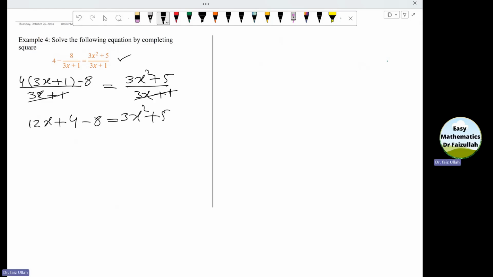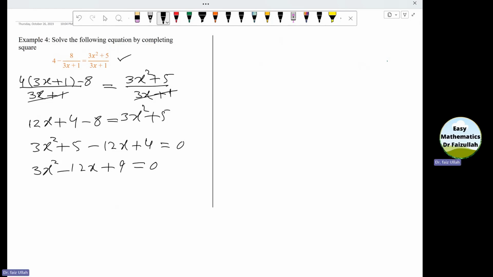Now transfer all terms to the right hand side. We get 3x square plus 5 minus 12x. 4 minus 8 is minus 4. When we transfer to the right hand side, we get plus 4 equal to 0. And from this we get 3x square minus 12x plus 9 is equal to 0. So this is the standard form of the quadratic equation.